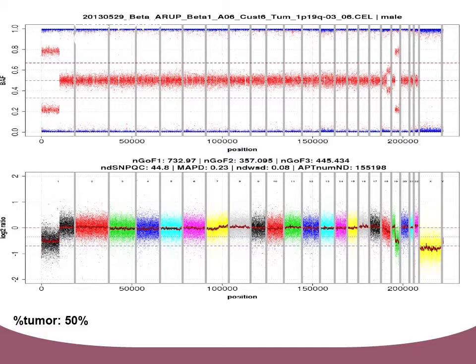Here's another case where again you see the 1p loss, the 19q loss, and then you can see a subclone, that 18q loss, and there it is with your B allele frequency. You can see by the deviation pattern that you've probably got this in a subset of cells, somewhere around maybe half or a little bit less than half of the cells now have a subclone with an 18q deletion.